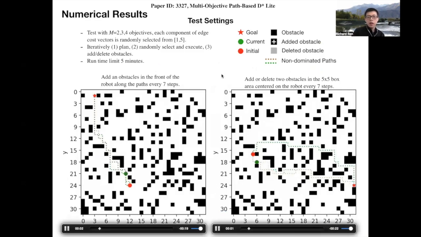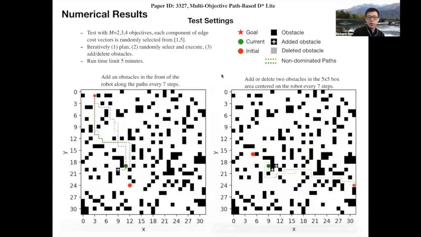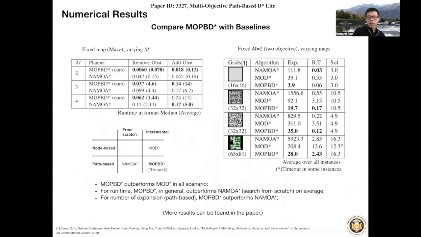In our test, we evaluate in different maps with different numbers of objectives. To mimic a dynamic setting, we add or delete obstacles in the neighborhood of the robot. We have evaluated in several different maps with a varying number of objectives. In short, our approach MOPB star outperforms the existing node-based incremental search MOD star in all scenarios. In addition, our approach also outperforms searching from scratch on average.